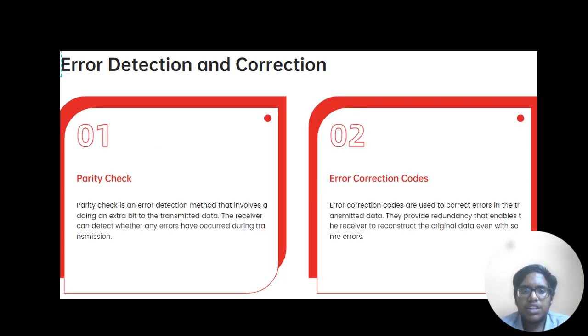Error detection and correction. Parity check. Parity check is an error detection method that involves adding an extra bit of information to the transmitted data. The receiver will detect whether any errors have occurred during transmission. Error correction codes. Error correction codes are used to correct errors in the transmitted data. They provide redundancy that enables the receiver to reconstruct the original data even with some errors.